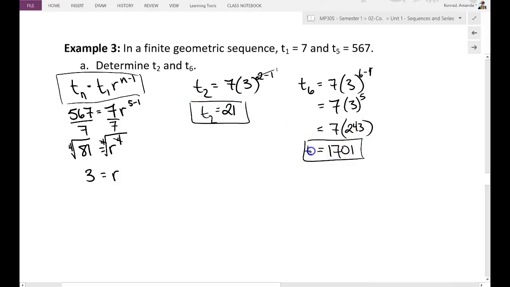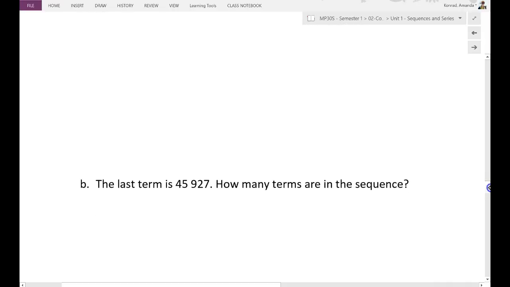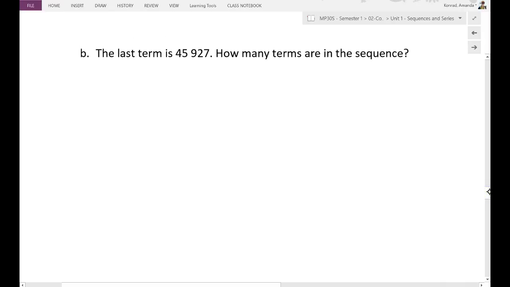And so there are our two answers for example 3. That's how we can work backwards. It's a little bit more tricky, perhaps, than arithmetic sequences, and then use that R value to go forward. Now, part B of this question is even more tricky. The last term is 45,927. How many terms are in this sequence?